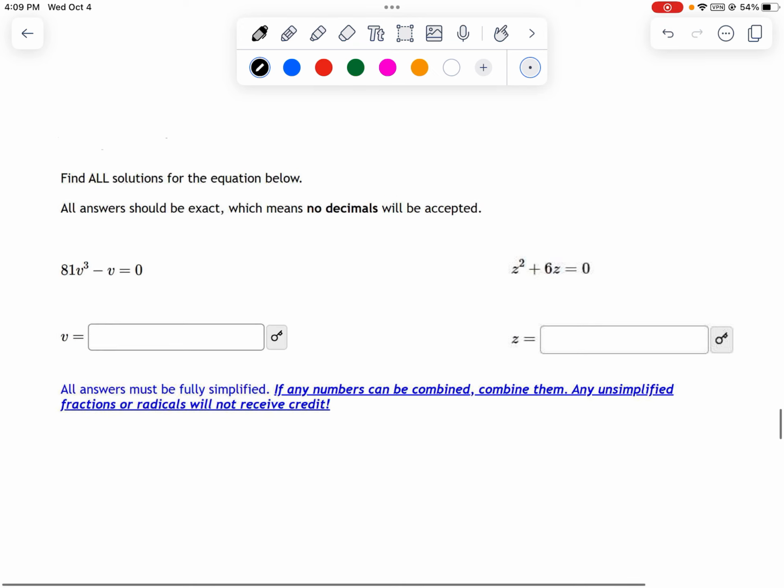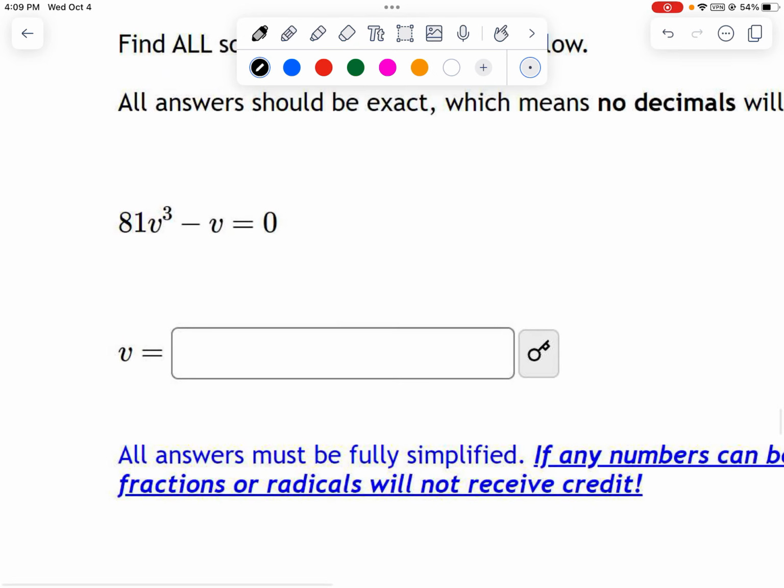So, first off, let's look at this problem on the left. We have 81v to the third minus v equals 0. If I want to start solving it, there's a couple of ways you could try. First thing I'd say is, okay, quadratic formula is not going to work. It's not a square, it's a cube right there. So that's out of the running. Can't use square roots because, again, cube, that's a problem.